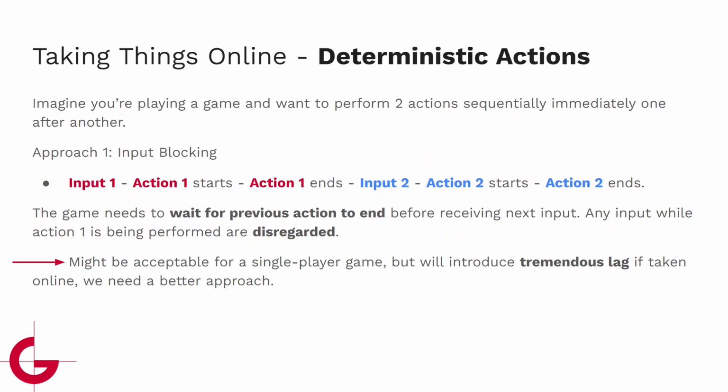And so let's talk about another sort of problem when we take things online, which is input blocking. So imagine you're playing a game and you want to perform two actions sequentially, immediately, one after another. So approach one is blocking the input. Basically you make the input for action one, you wait for that action to end, and then you make the input for action two, and then action two will be performed.